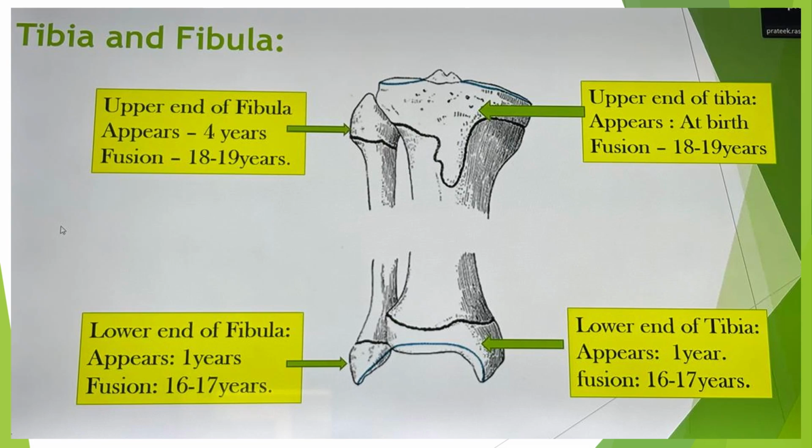Similarly, if you see the tibia, the upper end of tibia appears at birth. Fusion is at 18 to 19 years. Lower end of tibia appears at 1 year. Fusion is 16 to 17 years. Upper end of fibula appears at 4 years. Fusion is 18 to 19 years. Lower end of fibula appears at 1 year. Fusion is 16 to 17 years.